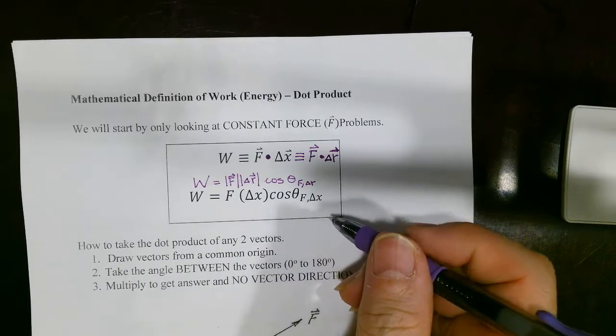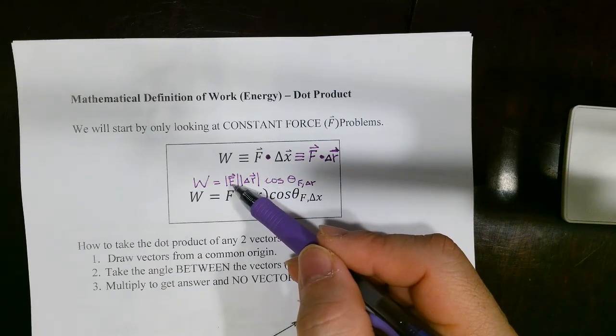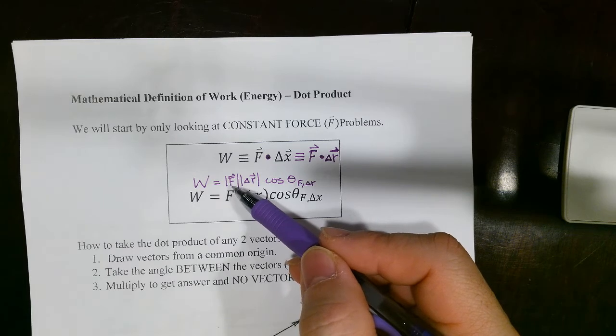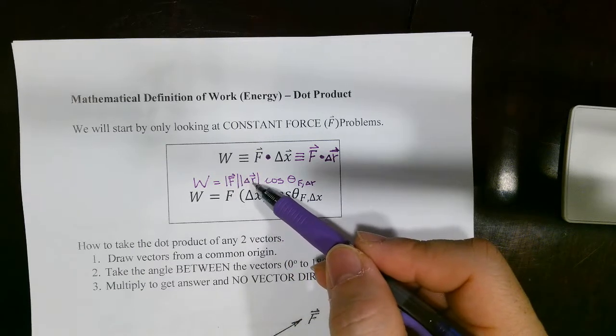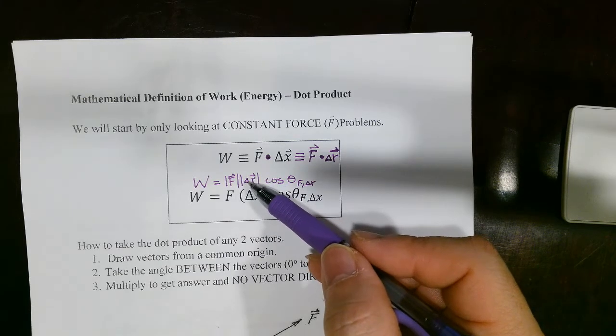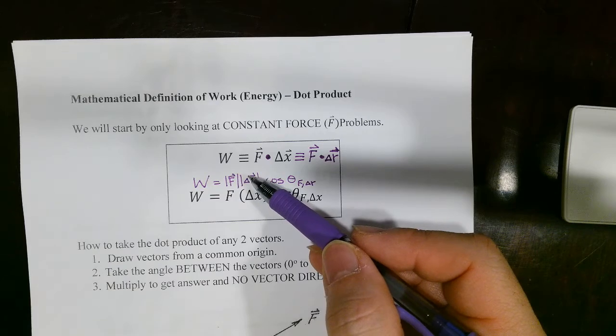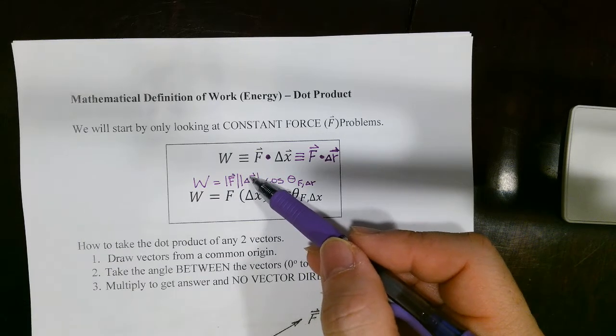If you think about it, force magnitude can never be negative because it's a magnitude. So it is the square root of Fx squared plus Fy squared plus Fz squared added up. Delta R can never be negative because it's a magnitude of delta R. So Rx squared plus Ry squared plus Rz squared, square rooted. So that can never be negative.